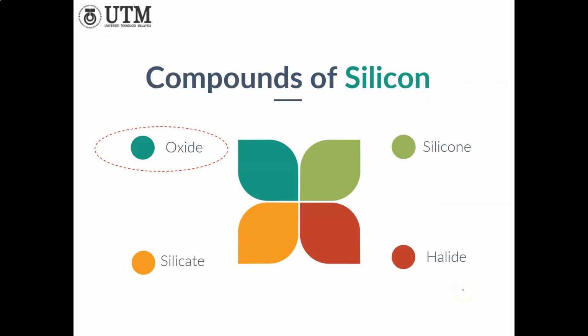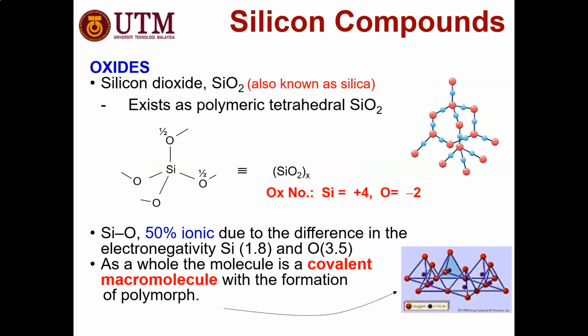So once again, like usual, we are going to be looking at the compounds of silicon. So for silicon, kita ada 4 compounds that we will see. One is the oxide, which is silica yang kita ada sebut tadi. Second is the silicate. Kita akan tengok sikit aluminium silicate, silicate glass and so on. Then kita akan tengok silicon, which is something yang kita banyak guna juga. And finally the halide. So let's start with the oxide.